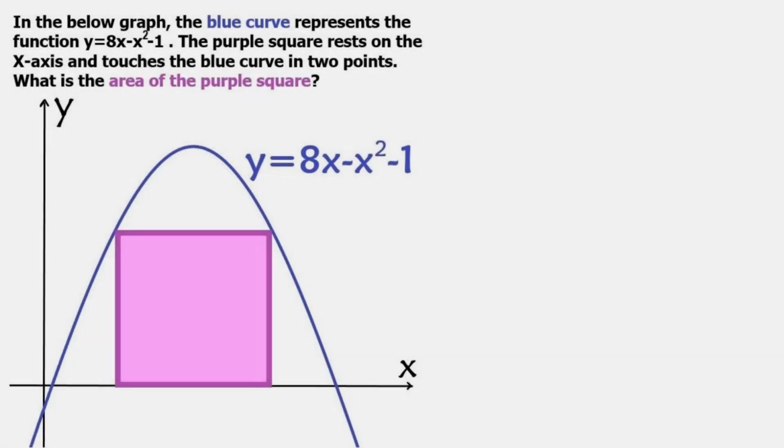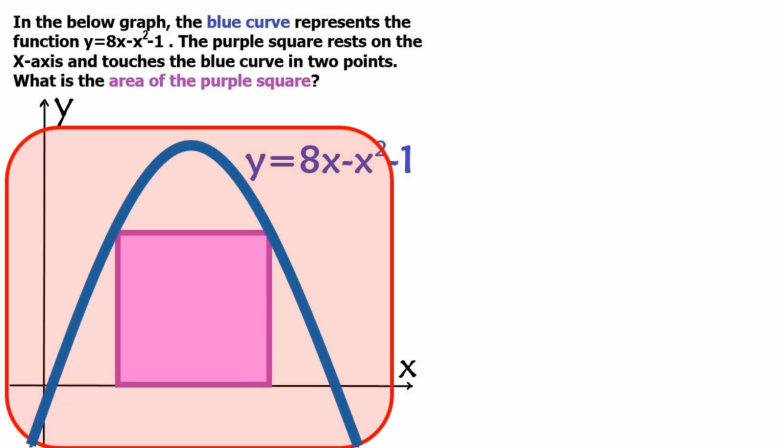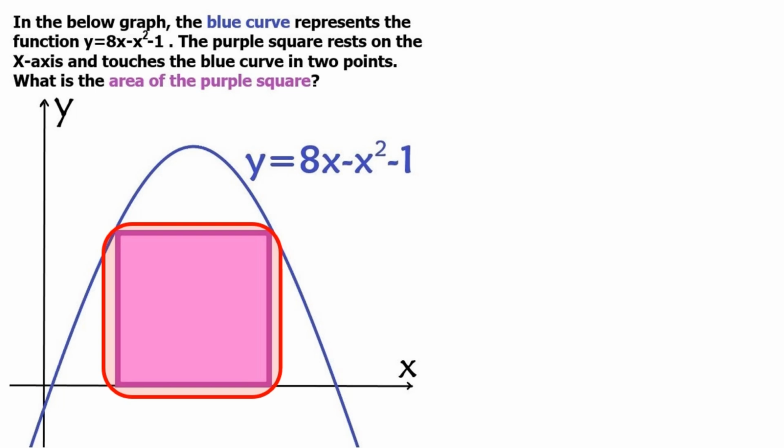In this analytical geometry problem, which at first sight looks insane, we've got this quadratic function y equals 8x minus x squared minus 1. And its graph is basically this blue curve on the coordinate plane. And there's this purple square crammed between the x-axis and the blue curve like this. And we actually want to find the area of this purple square.